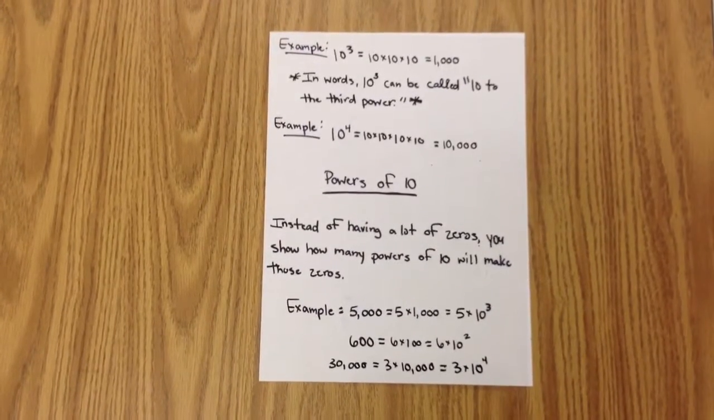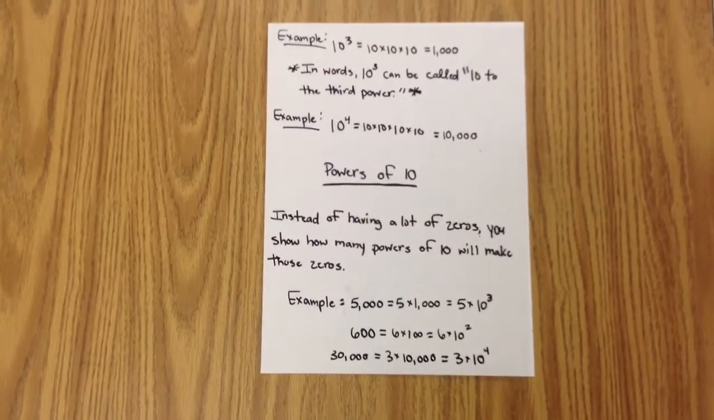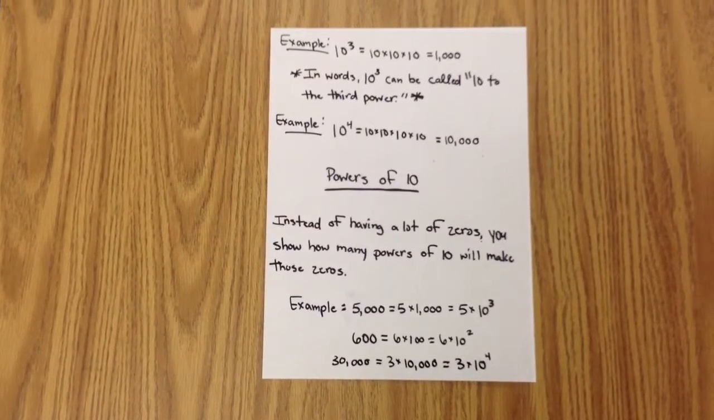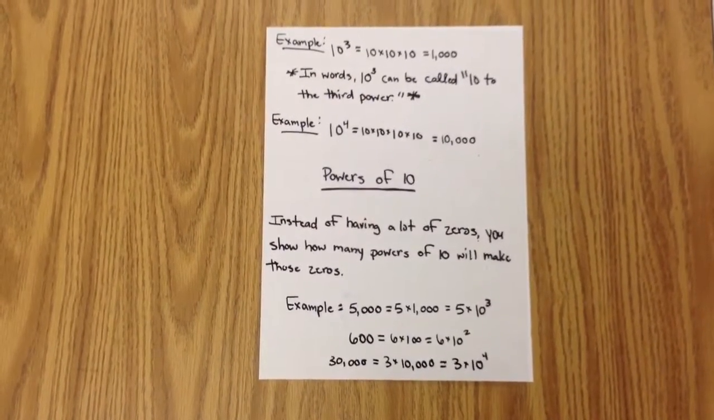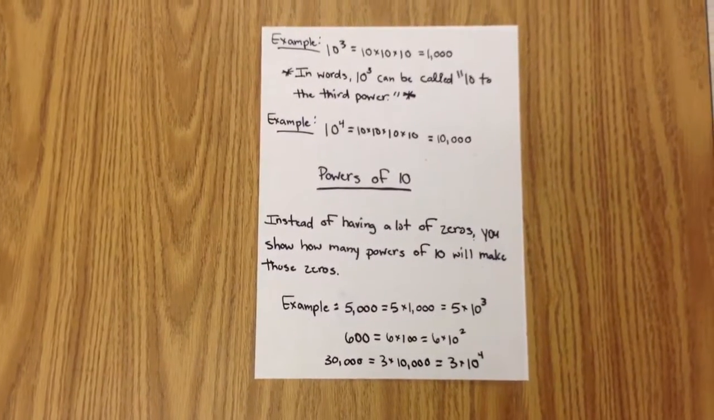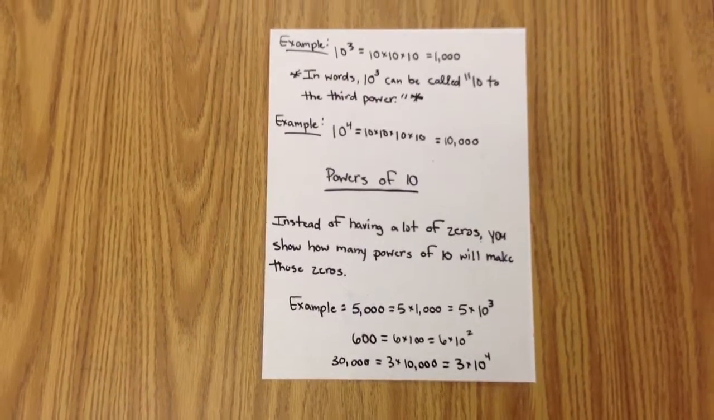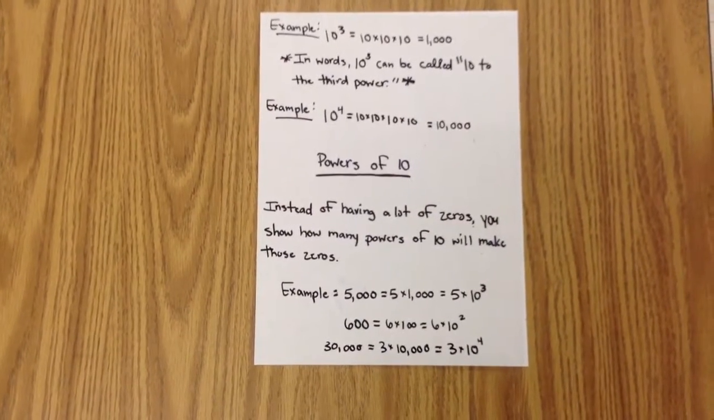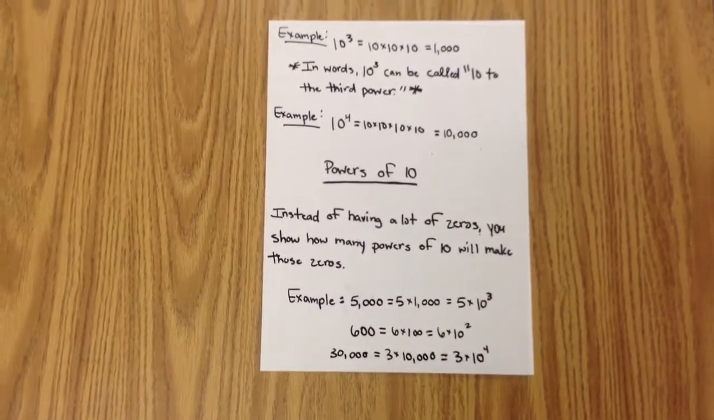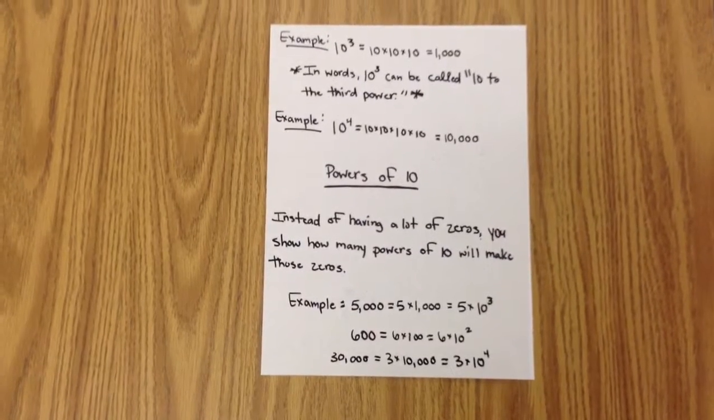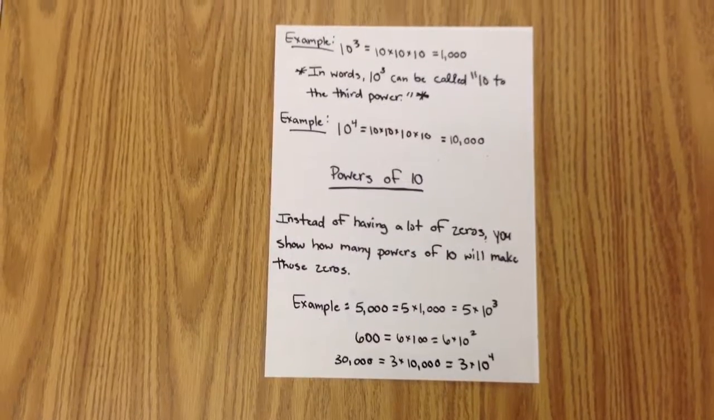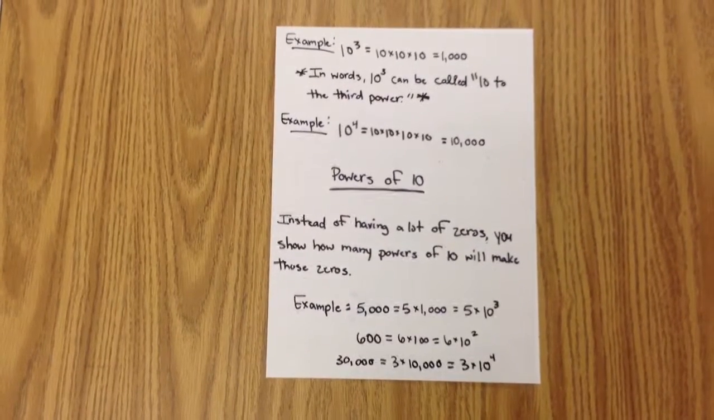And the thing that we notice with the powers of 10, the exponent tells us how many zeros we have in the number. So for example, 5,000, I have 3 zeros in that number, so it's 10 to the third power. 600, I have 2 zeros, 10 to the second power. 30,000, I have 4 zeros, 10 to the fourth power.